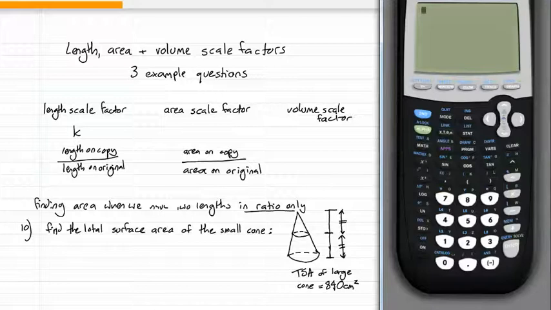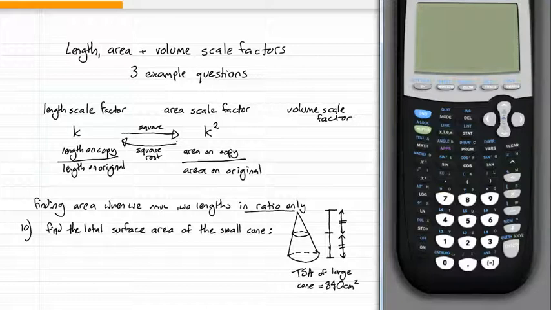But we know from previous lessons that the area scale factor is the same as the length scale factor squared, or K squared. So I can get the area scale factor by finding K and squaring it to get K squared. And in the same way, I can find K, the length scale factor, by finding K squared and doing the square root to get K. So I've got options for finding K or K squared.